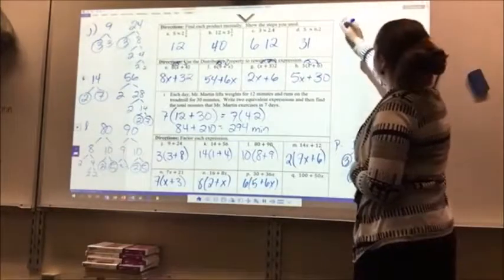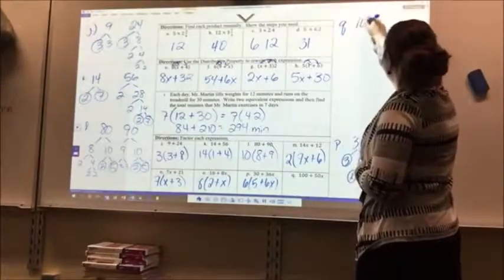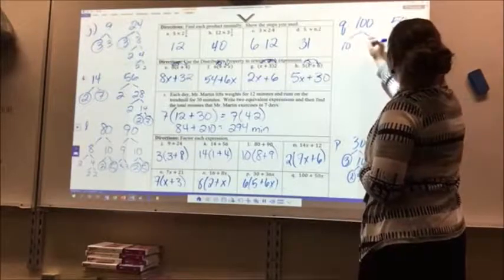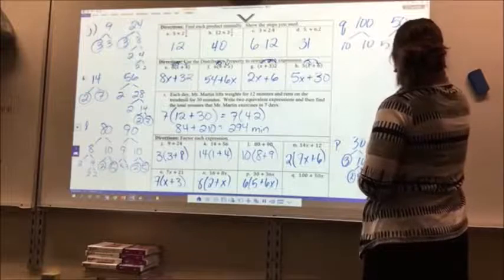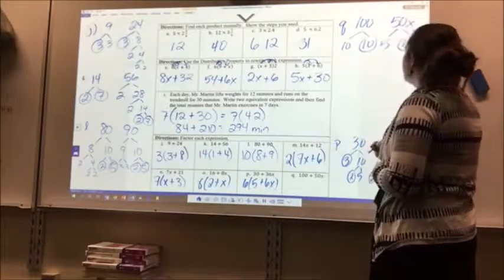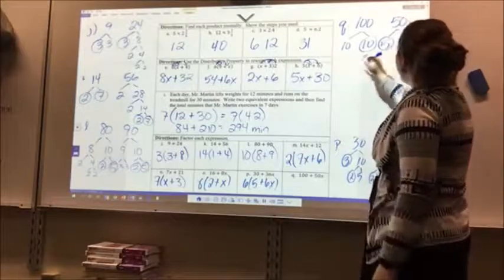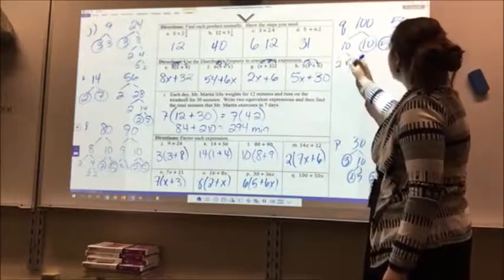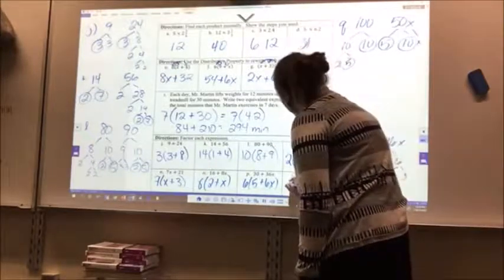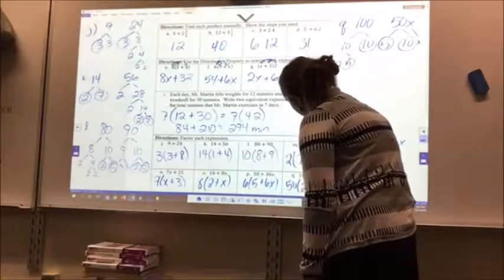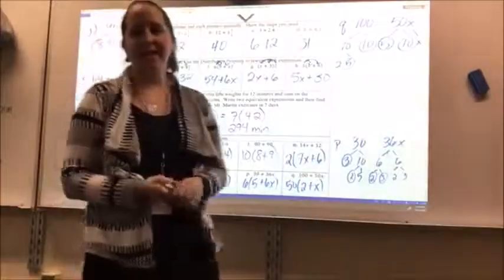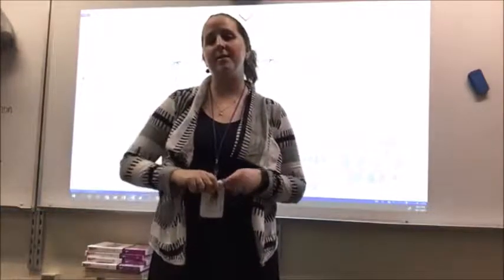For letter Q, I have 150x. Well, this is 10 and 10, and this is 5 and 10 times x. They both have a 10 in common. But they also both have a 5 in common. So I'm left with 50 on the outside, which is 2 plus x. And that is the end of chapter 6, lesson 6.